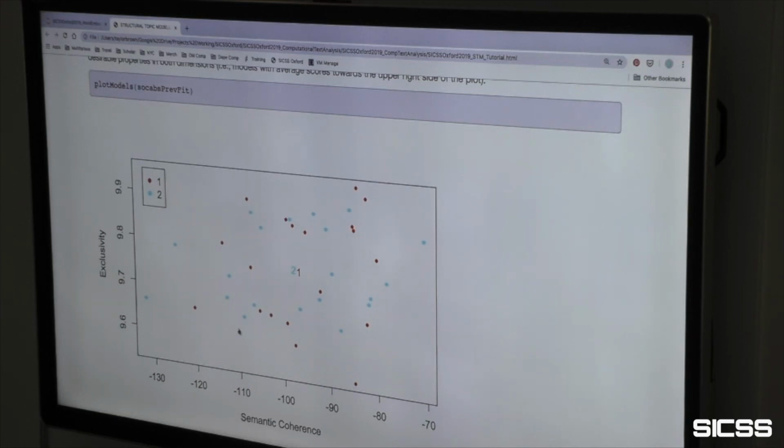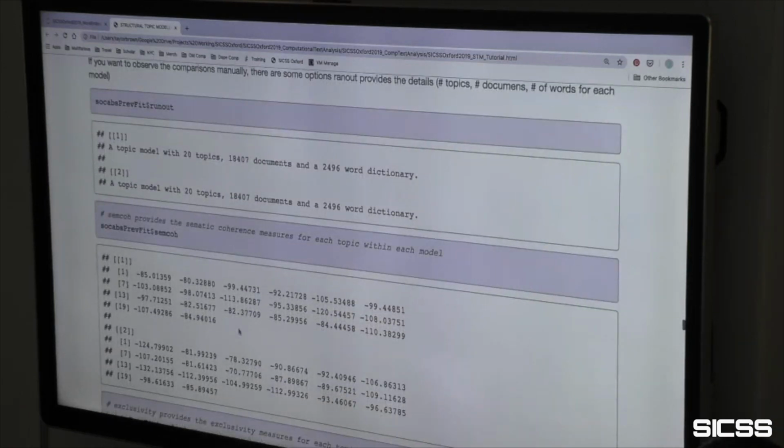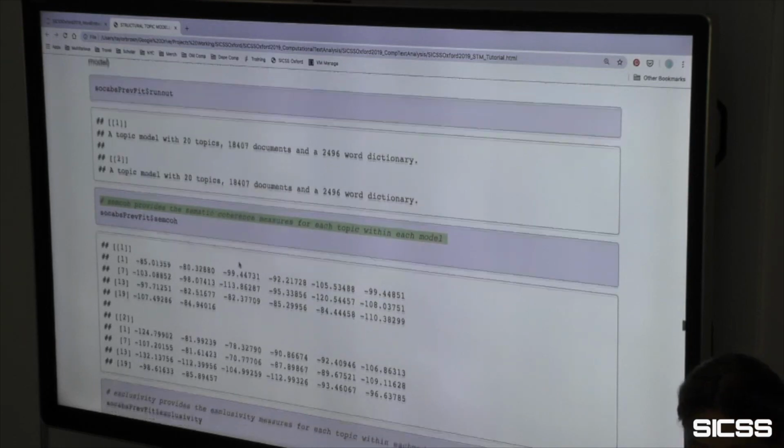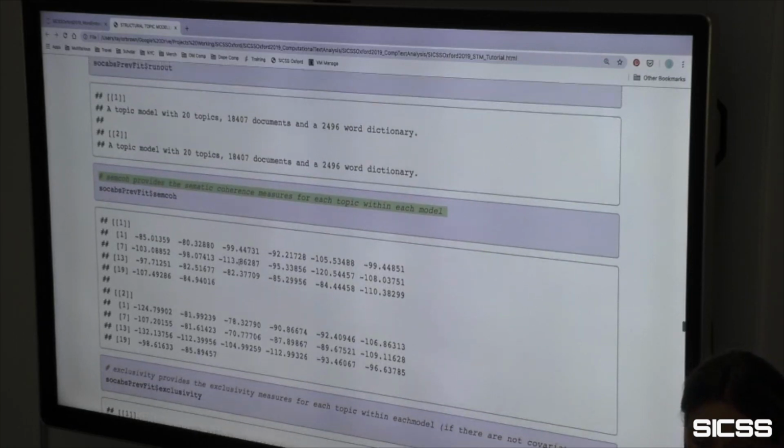How much do they all have a high probability of being within that topic versus the balance of the probability against occurrence within all the other topics. There is a formal definition. It's just the layman's semantic coherence: it provides a semantic coherence measure for all topics within each model. But in their documentation, it has the actual code and math of how they do the semantic coherence.